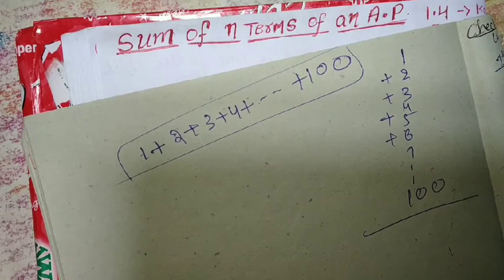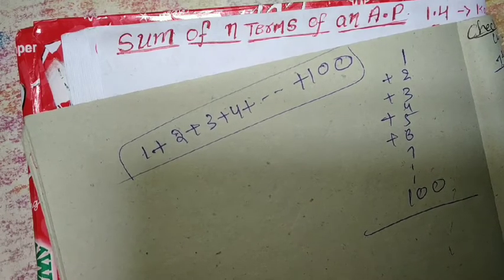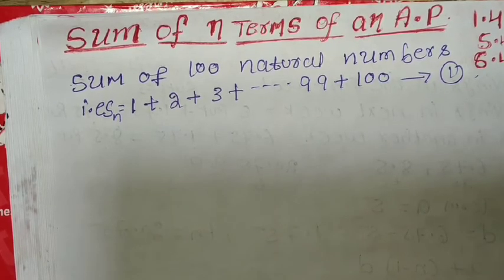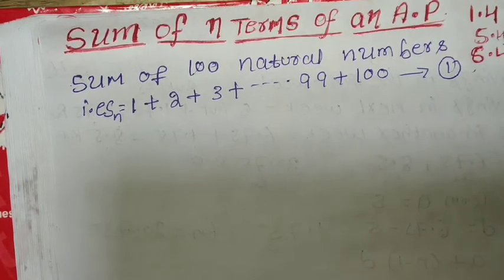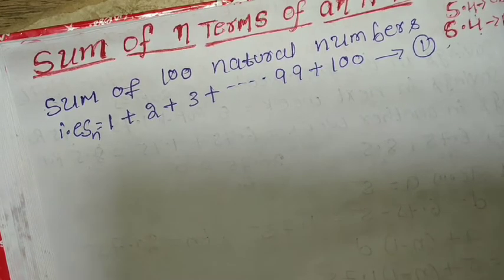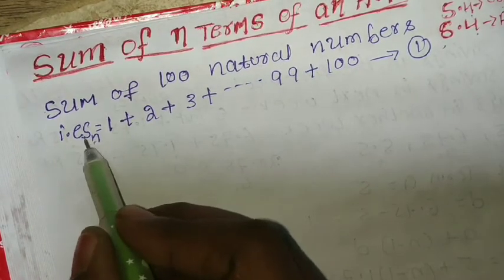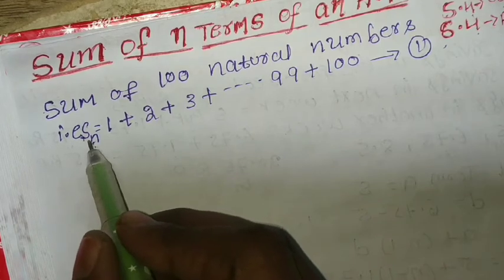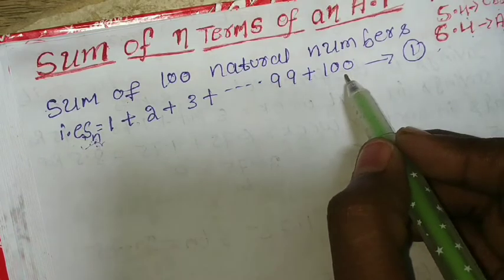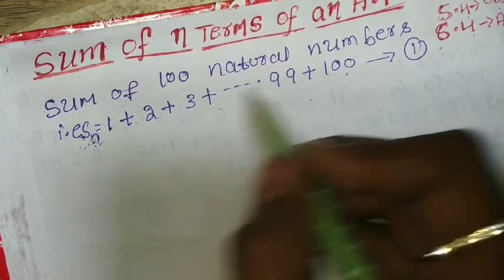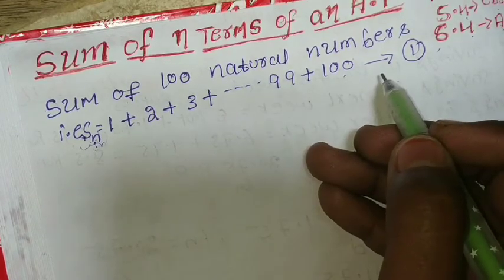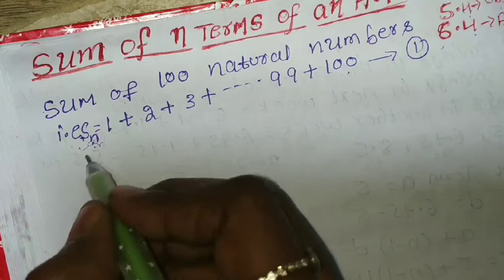But before that, I need to give some explanation. How can you solve this? So let's start. The sum of 100 natural numbers, we need to add this. Without a formula we can solve this. How? Sn, that means sum of n terms. Sn is nothing but the sum of n terms. Up to 100, so S100 is equal to 1 plus 2 plus 3 and so on, 99 plus 100. Now what you have to do?